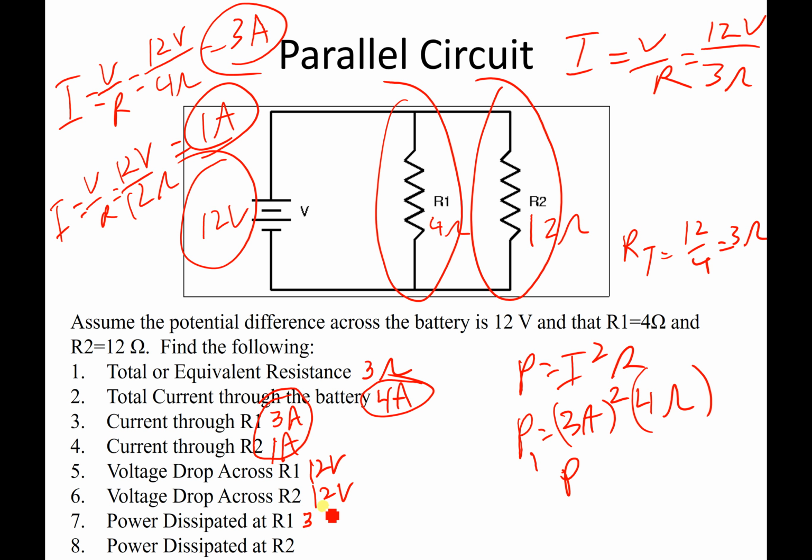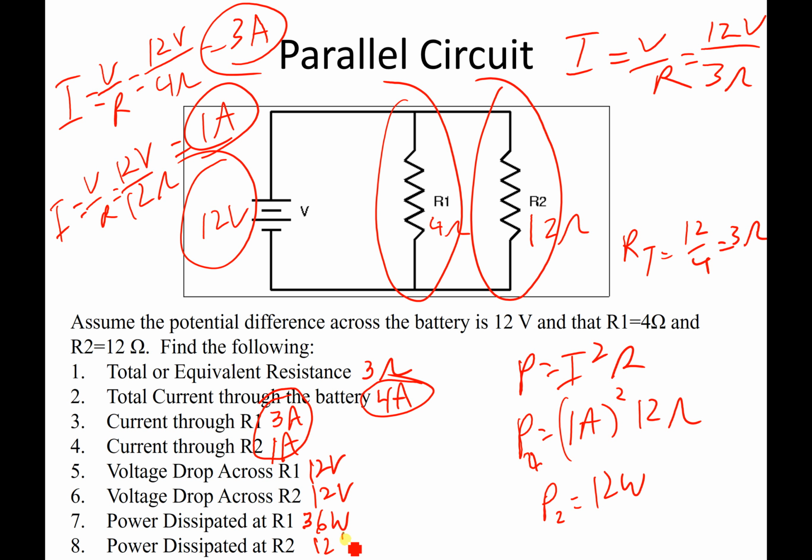So 36 watts at resistor 1. And at resistor 2, again we'll use I squared times R. The current through resistor number 2 was 1 amp squared times the resistance, 12 ohms. So the power through resistor number 2, or the power dissipated at resistor 2, is going to be 12 watts. That's it for a parallel circuit.